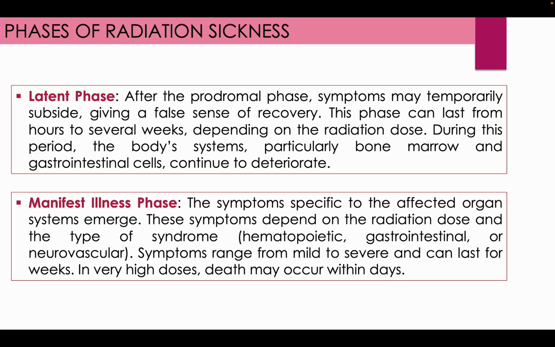And then we have the manifest illness phase. During this phase, the symptoms emerge and come back. These symptoms depend on the radiation dose and the type of syndrome, whether bone marrow, gastrointestinal, or neurovascular. Symptoms range from mild to severe and can last for weeks. In very high doses, death may occur within days.